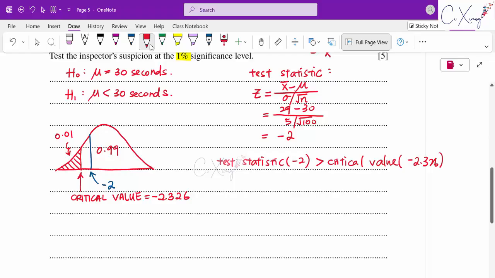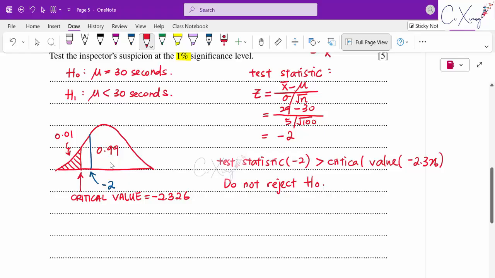Correct? Then after that, you look at the diagram that you drew just now. The -2 that we drew falls under this white color area. Like what I told you just now, the shaded area is the rejection region. This white color area should be the acceptance region. And our decision will be we accept, which is do not reject. We do not reject the null hypothesis. Okay, this is your decision.